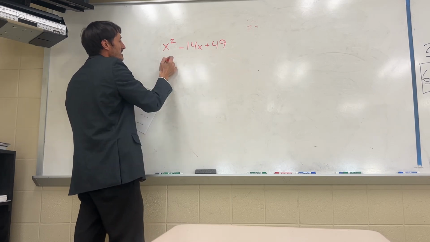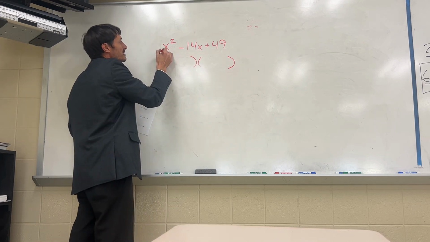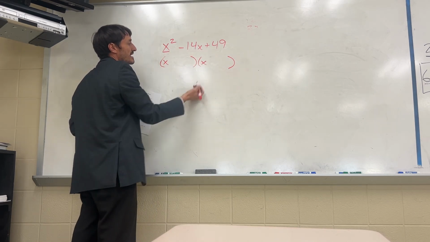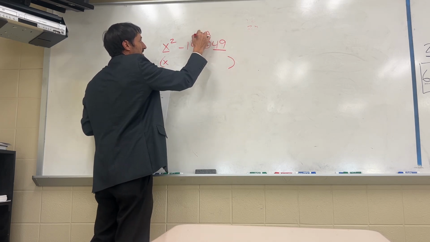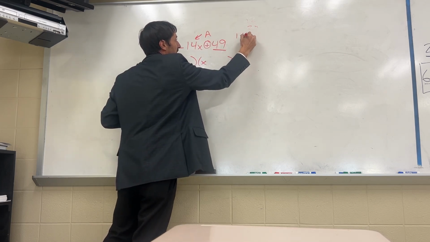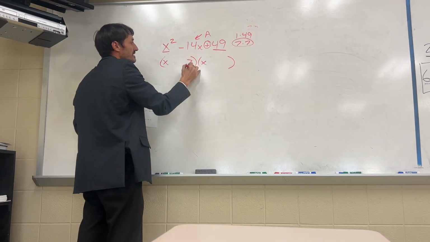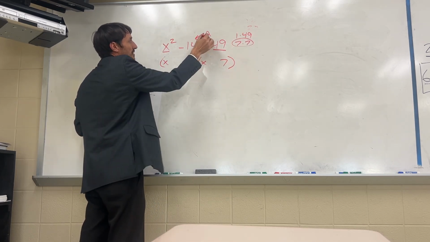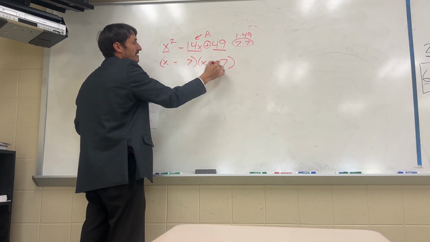When there is no GCF, you're just going to factor this as is. We have a trinomial, starts with x squared, so this is going to be x times x, just like we did earlier. Factors of 49 that add to make 14 are going to be what? 1 times 49, and then we have 7 times 7. I think 7 and 7 add to make 14, so this is going to be 7 and 7. Remember, if we're adding to make 14, the signs are going to be the same. Since this is a negative 14, they're both negative.